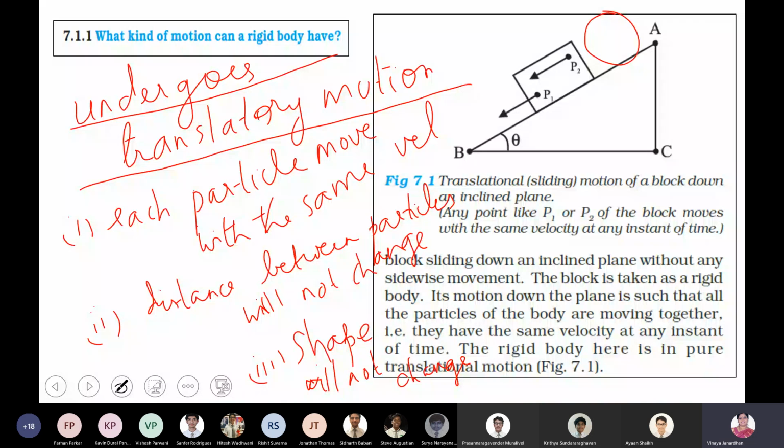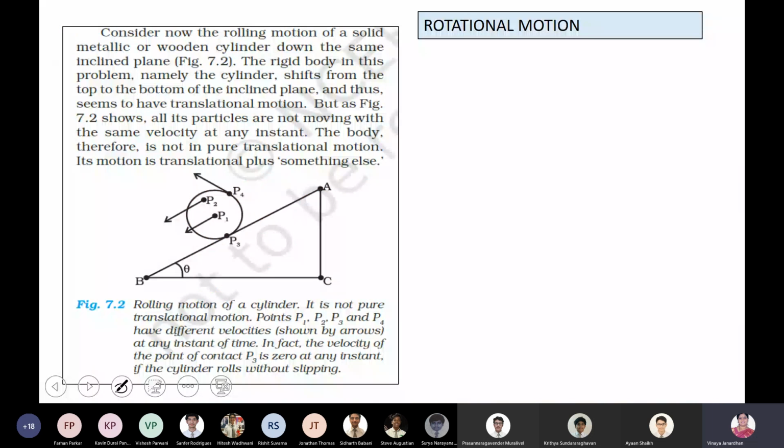No need to write all these things, boys. Everything is in text. Nobody will check you on this concept. This is only for you to understand what you mean by a rigid body. Is that clear, boys? So when a rigid body undergoes only a translatory motion, each and every particle will move with the same speed. The distance between any two particles will remain the same. The shape of the body will not change.